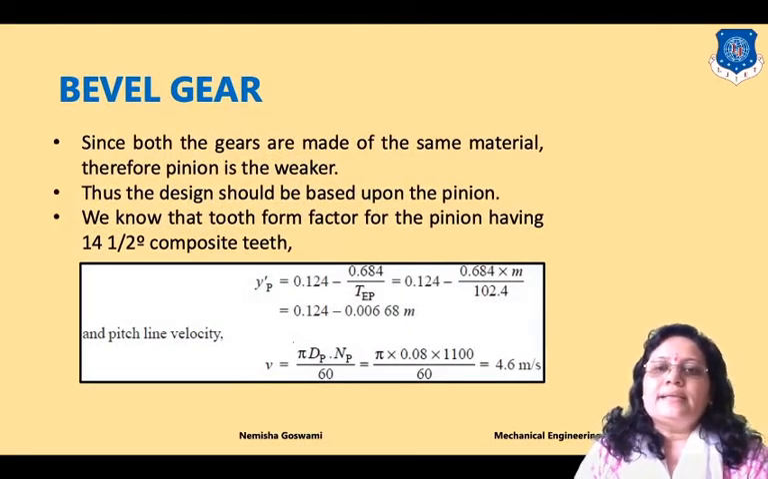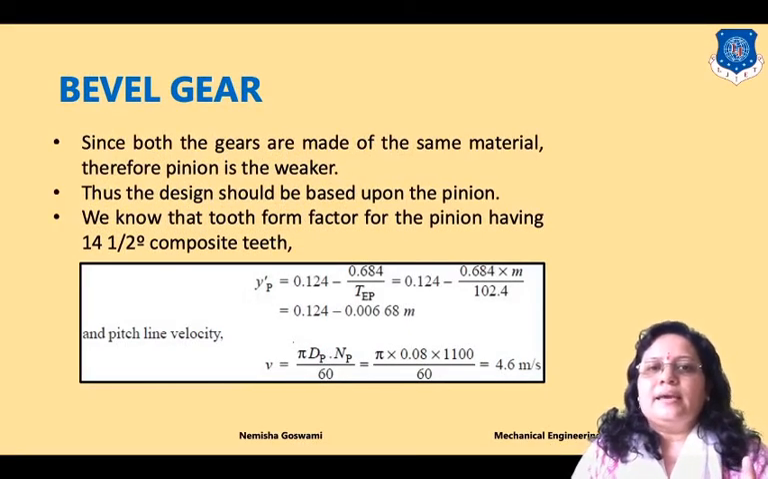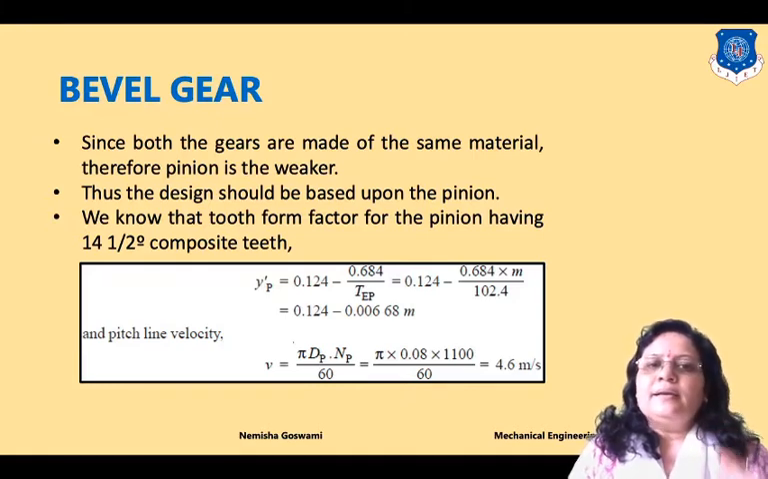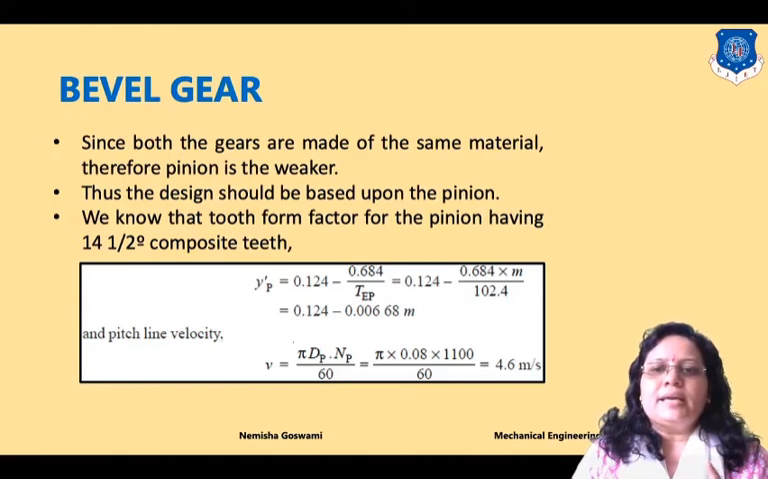Now what is the next step? Here in this case both the pinion and gear are made of the same material. So pinion will be weaker. So on what basis will we do the design? On pinion basis we will do the design. And what is the pressure angle given? Pressure angle is given as 14.5 composite teeth.